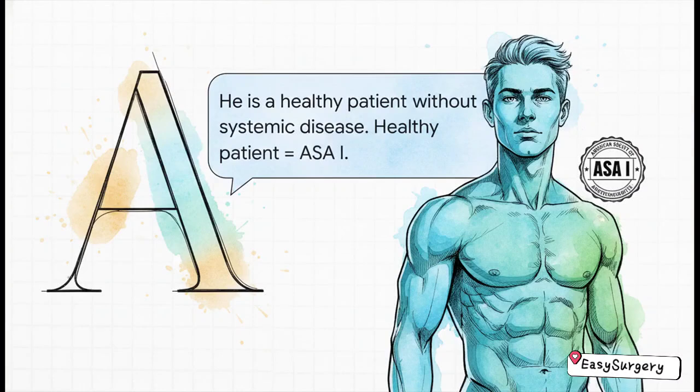Well, if you chose A, you are spot on. Since he has absolutely no systemic disease mentioned, he perfectly fits the baseline criteria for ASA I. The hernia itself doesn't bump his systemic grade at all. So your exam pearl here is simple. A healthy patient always equals ASA I.